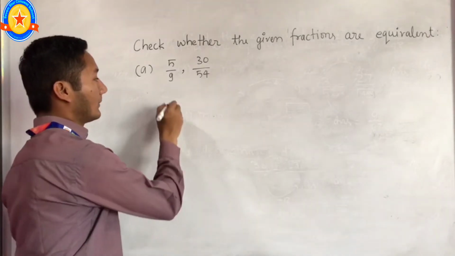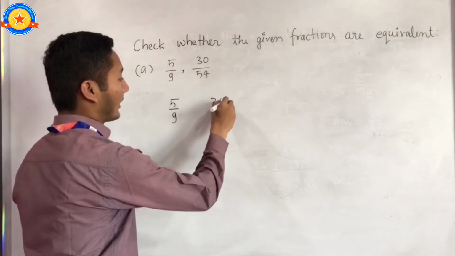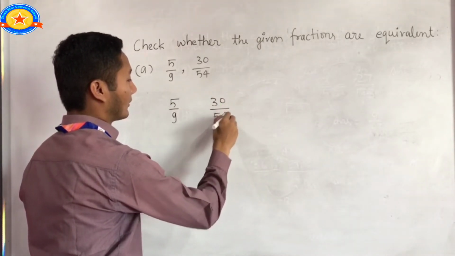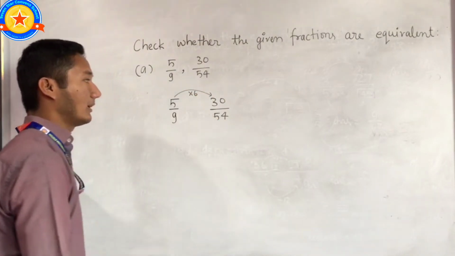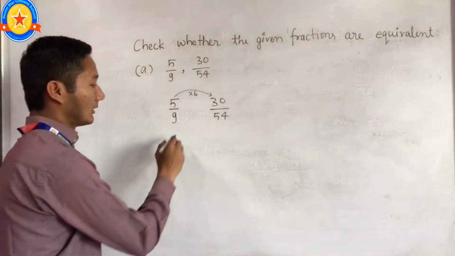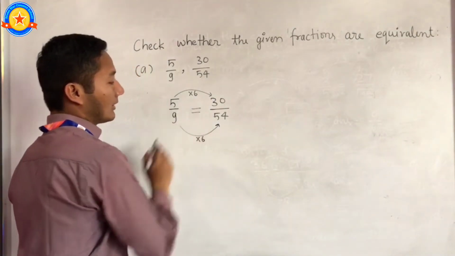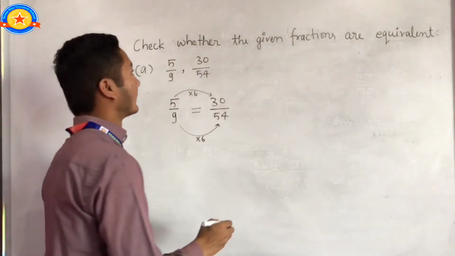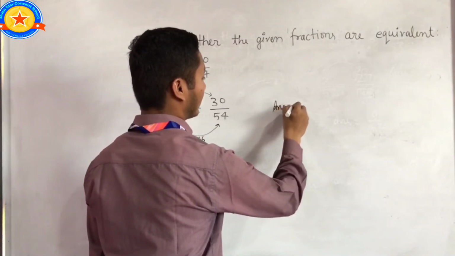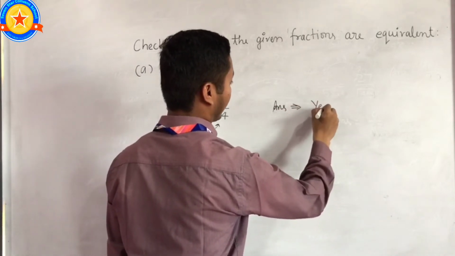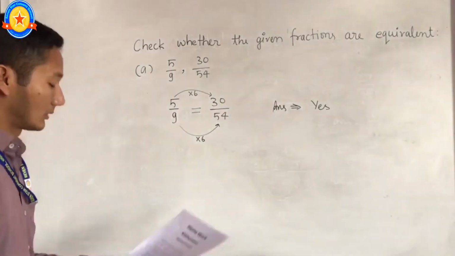Okay, now let's check 5 by 9, 30 by 54. 5 times 6 is 30, that means 6 multiplied, and 9 times 6 is 54, that means this is our equivalent fraction. This answer becomes yes. In this case the answer becomes yes.